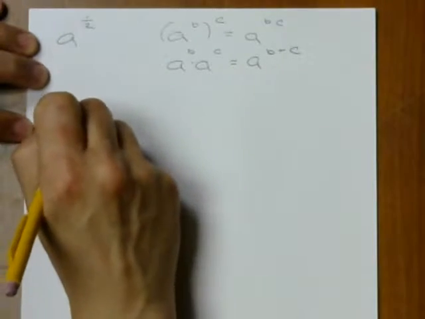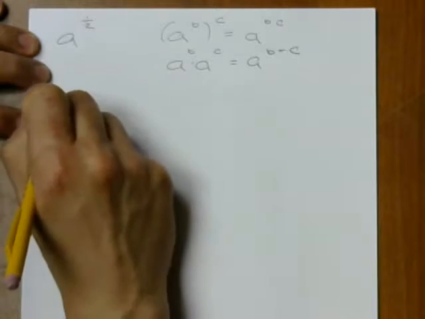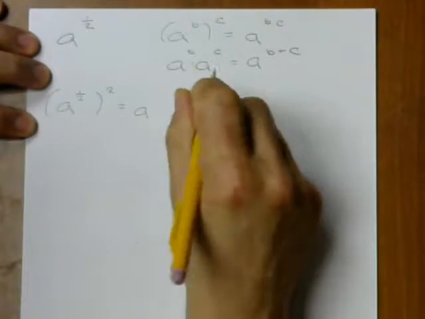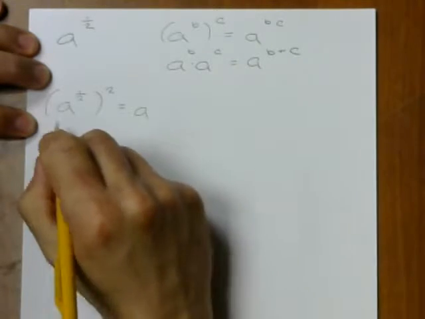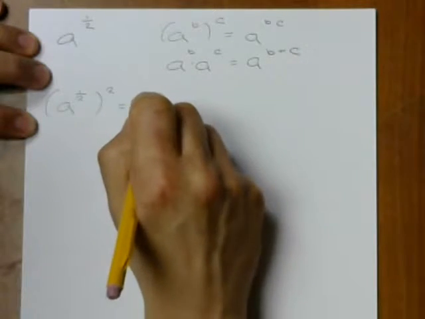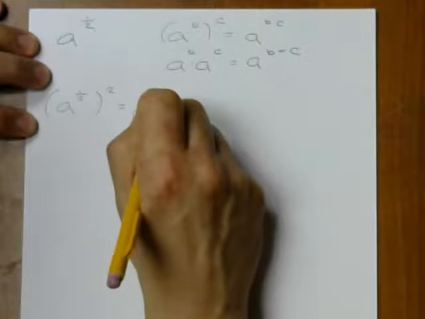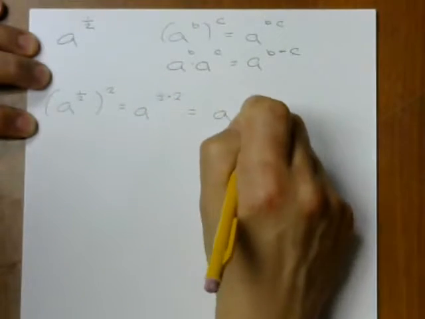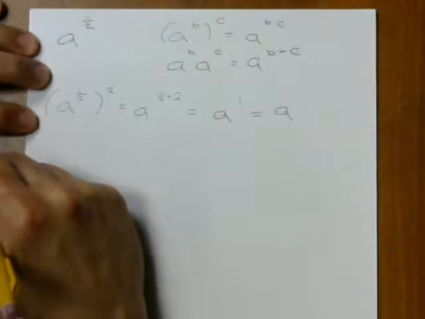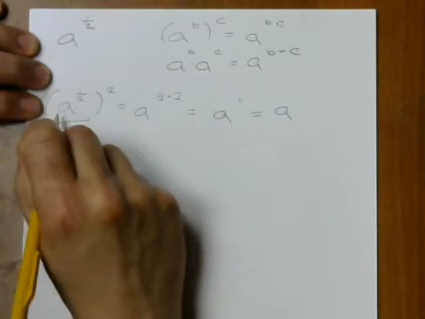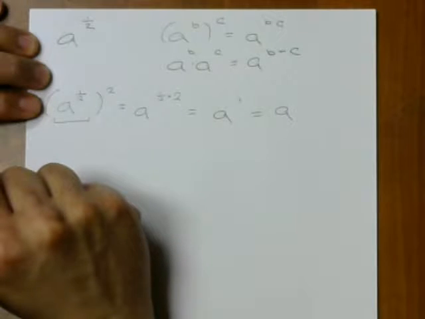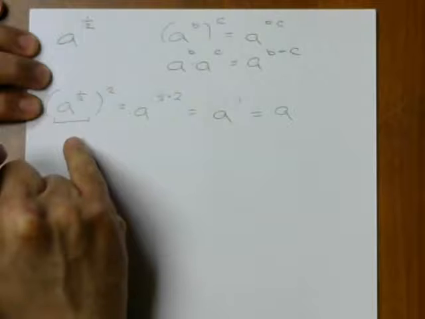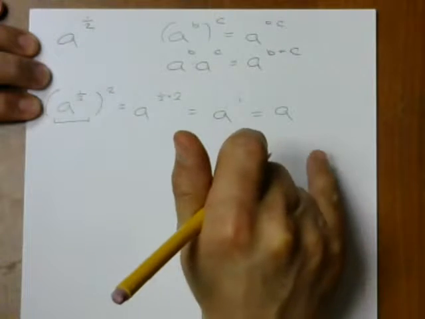Well, what do I know? I know that a to the 1/2 squared would have to be what? Well, if this rule is to hold, I'm going to need this to be a to the 1/2 times 2. And what's 1/2 times 2? That's just going to be a to the 1, which is a. So whatever this is, this squared equals a. Well, what does that mean? It means that this needs to be a square root of a.